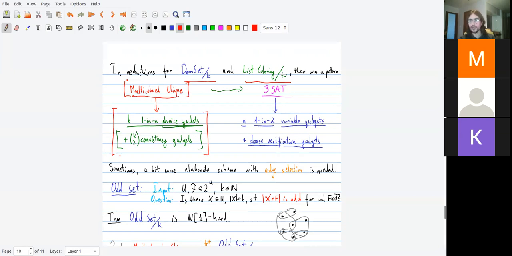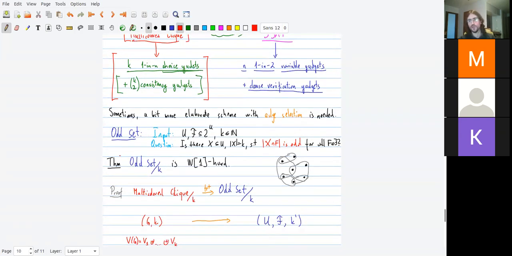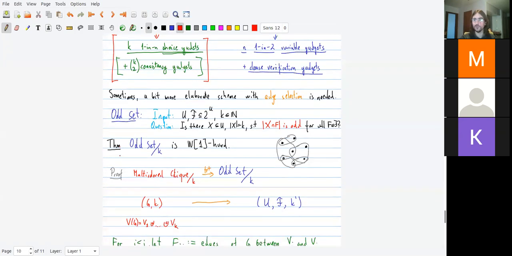And so it's this high-level framework, it's good to keep in mind because it streamlines a lot of understanding of how to actually attempt doing things. So sometimes a bit more elaborate schemes are necessary. In particular, they involve edge selection, selecting not only the vertices from the parts, but also edges between the parts. And during the remaining 6 minutes, I would like to show you one reduction of this kind for the problem that is called the odd set problem.